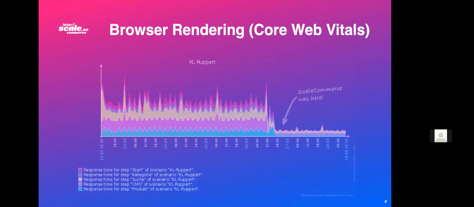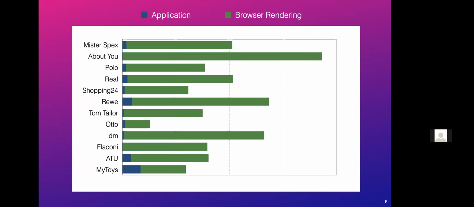So what we did now is we wanted to see what is the impact of the application and what is the impact of the rendering in the browser on the total page load time, on the total performance of the shop. So what I did is I just chose some random shops. It absolutely doesn't matter which shops these are. What you see here is the page load time in dark blue, that's the application, and then in green, that's the rendering in the browser.